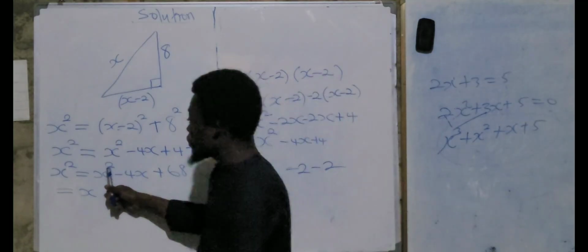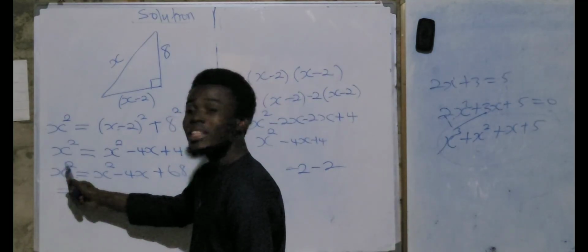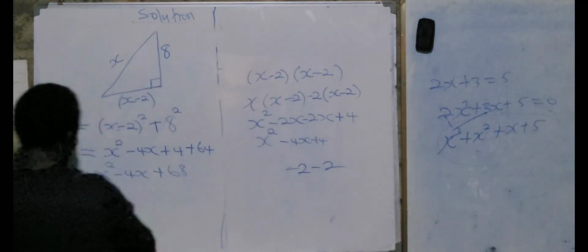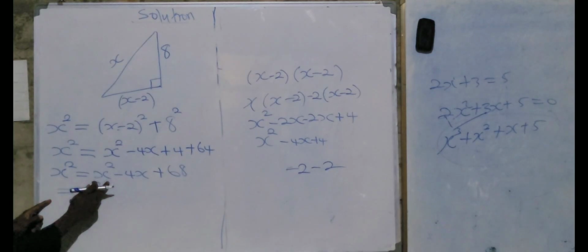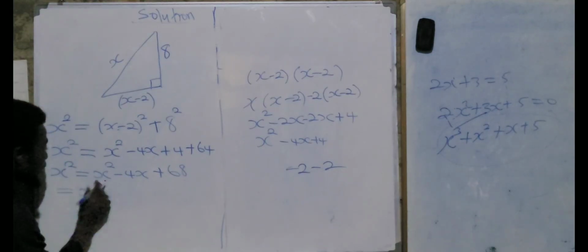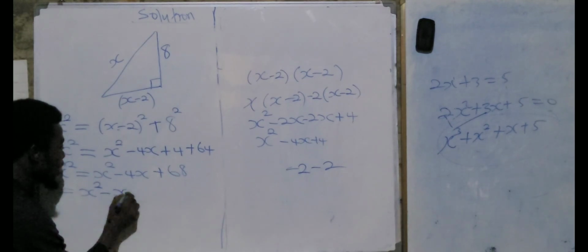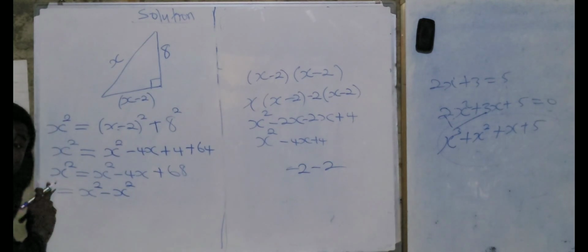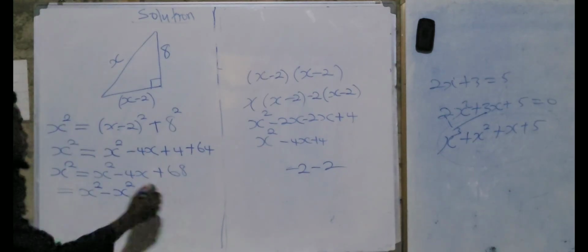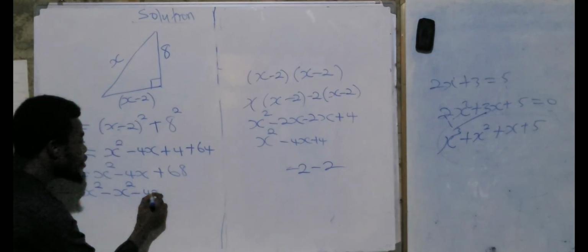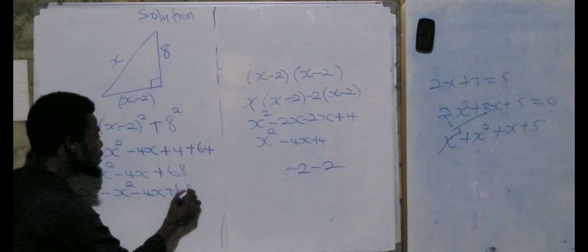Here we have x raised to the power 2, right? Here we have x raised to the power 2 again. This one has been taken to the side now. That is, we have x squared. But on this side again, we have another value for x squared. You can now say minus x squared now, because this one is positive here, so it now becomes negative. Are we okay? Now we have minus 4x plus 68.